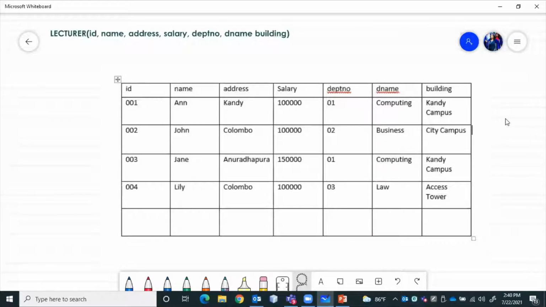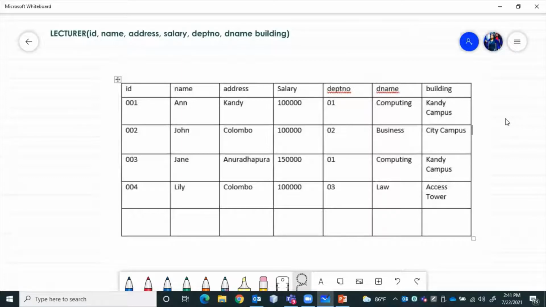And we have another record, the ID is 2, and we have all these fields available, and the building city campus. And then we have ID 3, with the name, address, and salary information, the department number, the same department, computing, and the building name. And we have another record right here, the fourth record, ID is 4, and the department number is 3, that is the law department, and the building name is the access tower. So like that, we have records now.